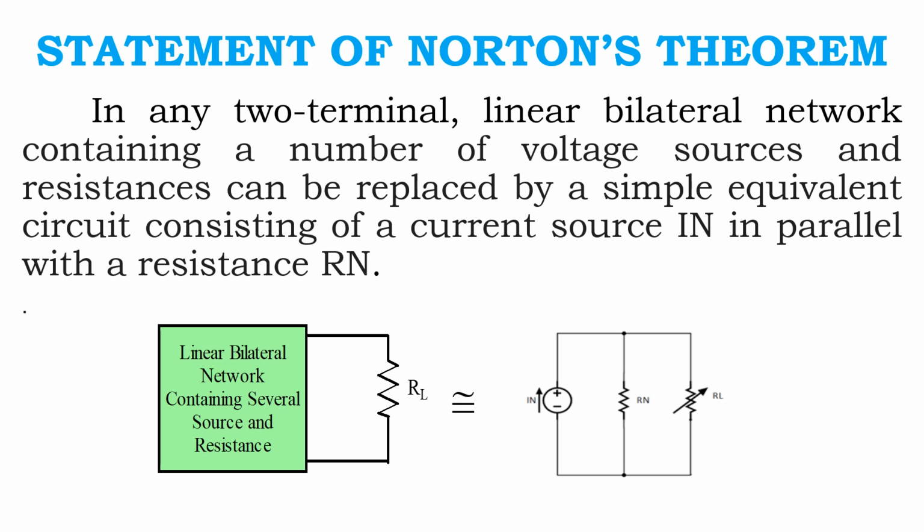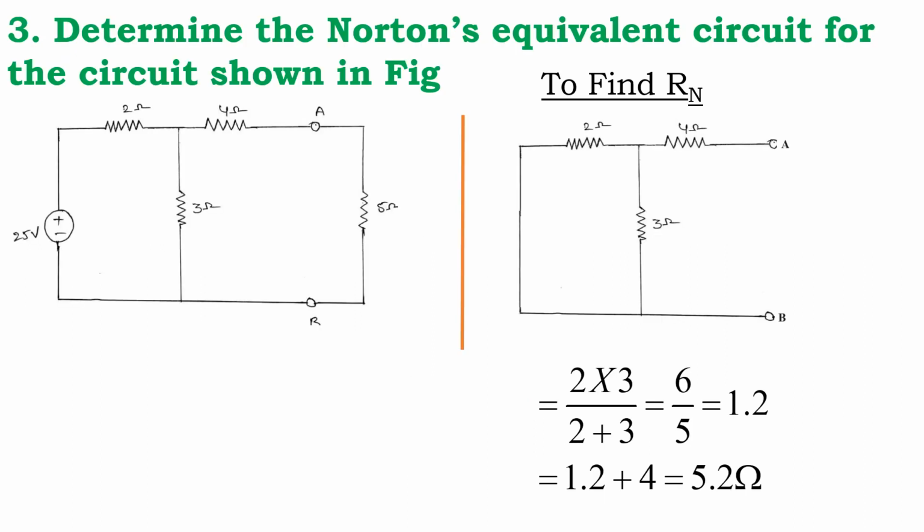The difference between Thevenin and Norton is, Thevenin deals with the voltage, Norton deals with the current, that is the short circuit current, whereas there it is the open circuited voltage. So, we will go to the problem to understand the Norton theorem. Determine the Norton equivalent circuit for the circuit shown in figure.